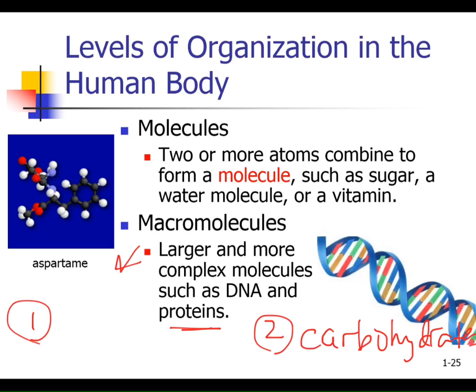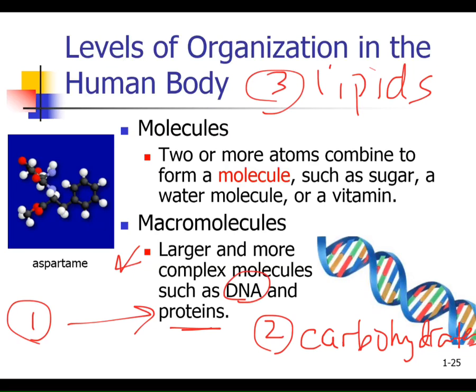Okay, so we've got proteins, carbohydrates. Number 3, perfect, lipids. Now, lipids is a big category that includes fats and oils. And then the 4th, it's mentioned here.